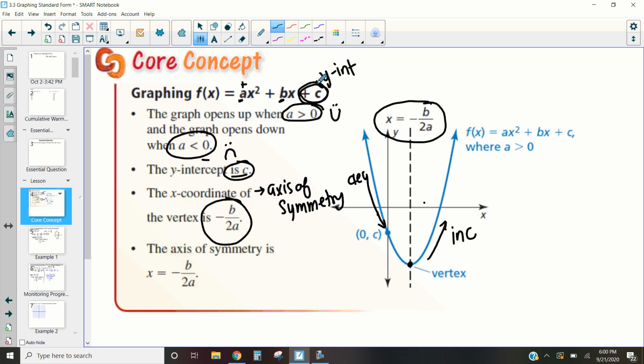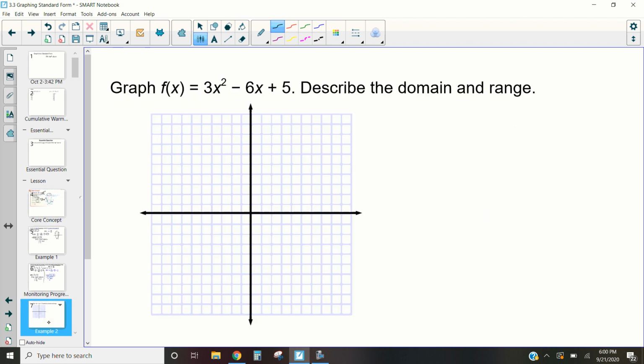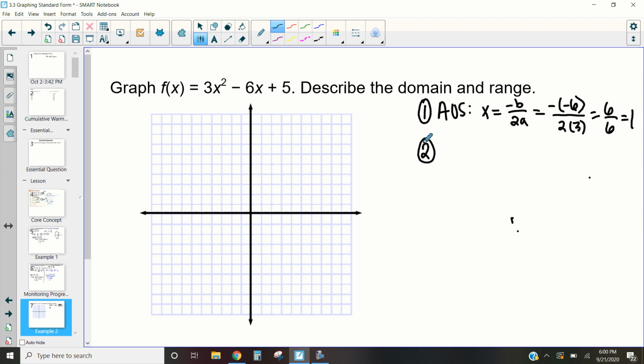The way that we are going to graph these is we are going to first find our axis of symmetry. So let's find that axis of symmetry of this function here. So remember, the axis of symmetry is x equals negative b over 2a. So I'm going to substitute those numbers in, negative 6 over 2 times 3. A negative times a negative is a positive, so I have a 6 over 6, and that equals 1. So I know that my axis of symmetry, or where this is going to be focused, is right here at x equals 1. My function is going to be symmetric right there on either side.